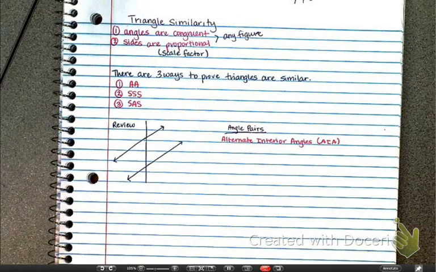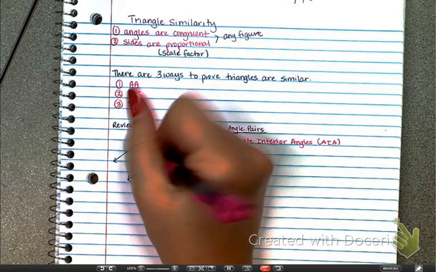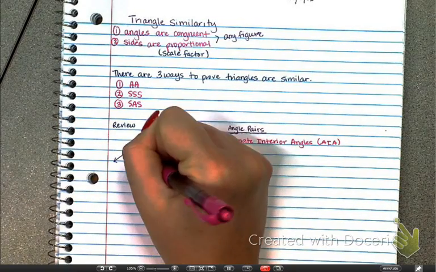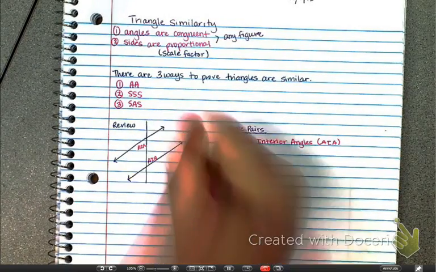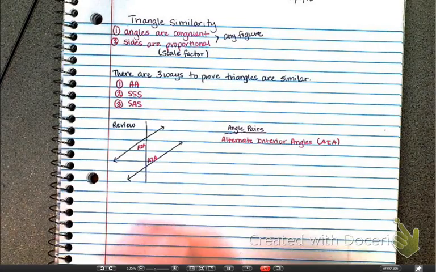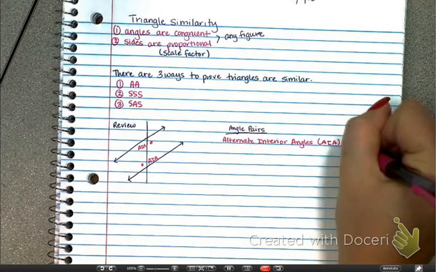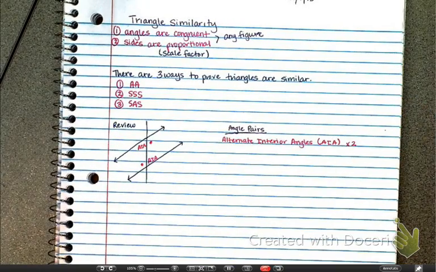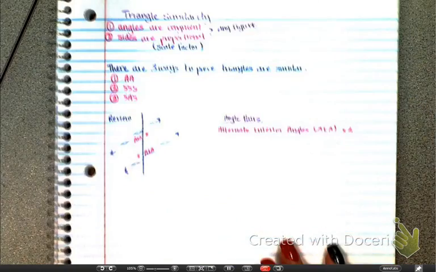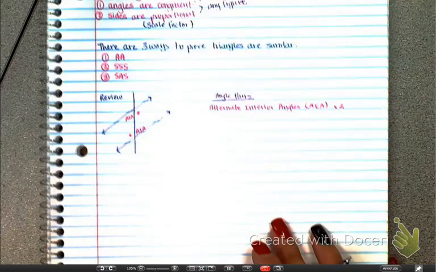How many sets of alternate interior angles do we have? 2 sets. So alternate interior, and then on the opposite side, right? So here and here. So we have 2 sets of alternate interior angles. This is going to be important for us as we are proving, so that's why we're going back over it.